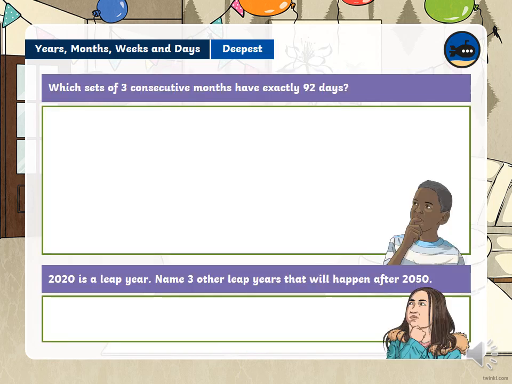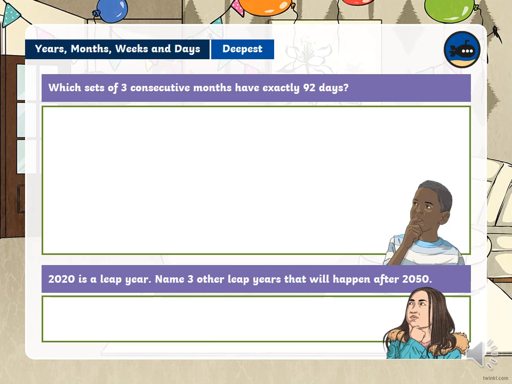Okay. Which set of 3 consecutive months have exactly 92 days? This is a purple pen question, so if you do find it challenging, you can move on, but it's worth trying. So which set of 3 consecutive months have exactly 92 days?